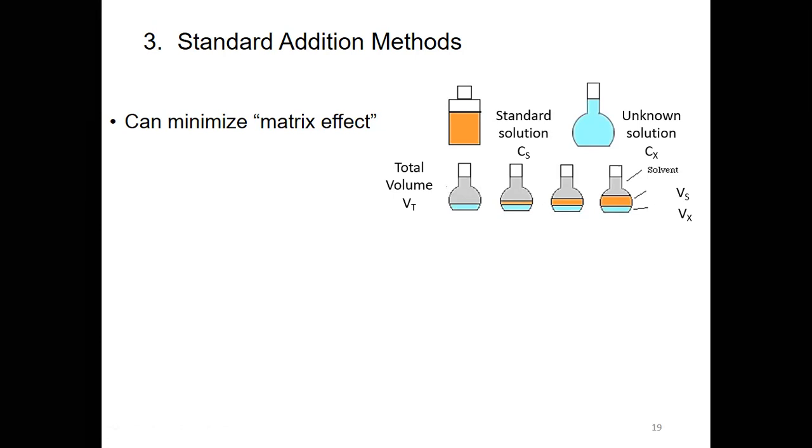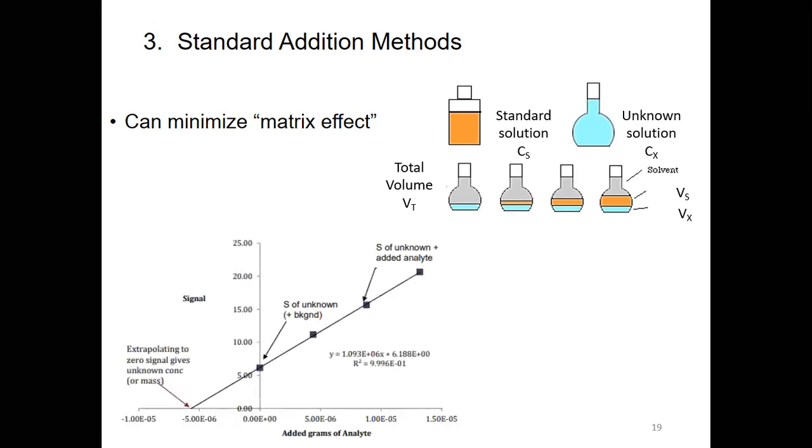Then when we take the measurement, let's say we are taking UV absorbance, the signal comes from both the unknown plus the standard solution. The signal intensity is proportional to both the unknown as well as the standard solution, right?